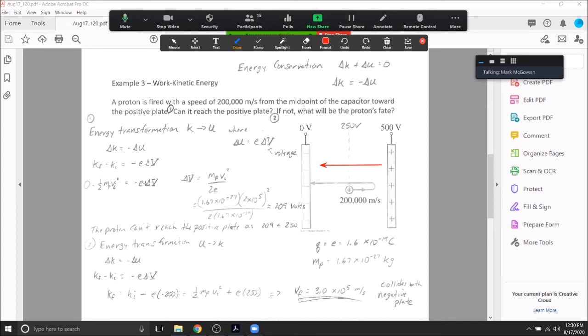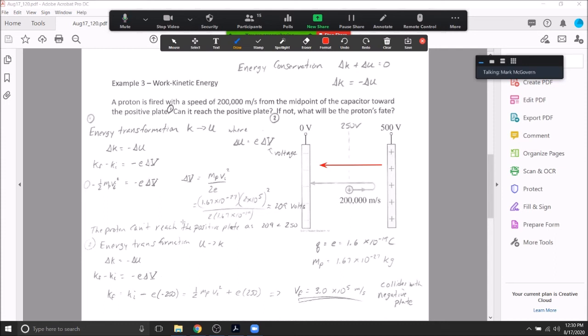So the idea is, is this thing thrown fast enough that it might slow down, but will it still hit? So I've solved for delta V here. The mass of the proton, and I had those numbers down here, initial velocity squared. I cleaned this up algebraically, and I got 209 volts. That's not 250. So we don't reach the positive plate.